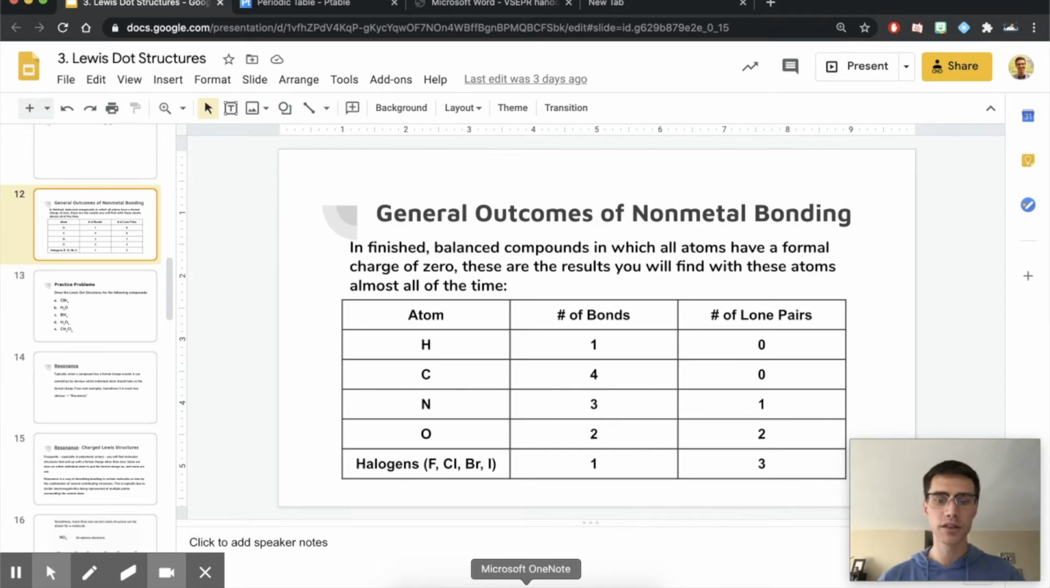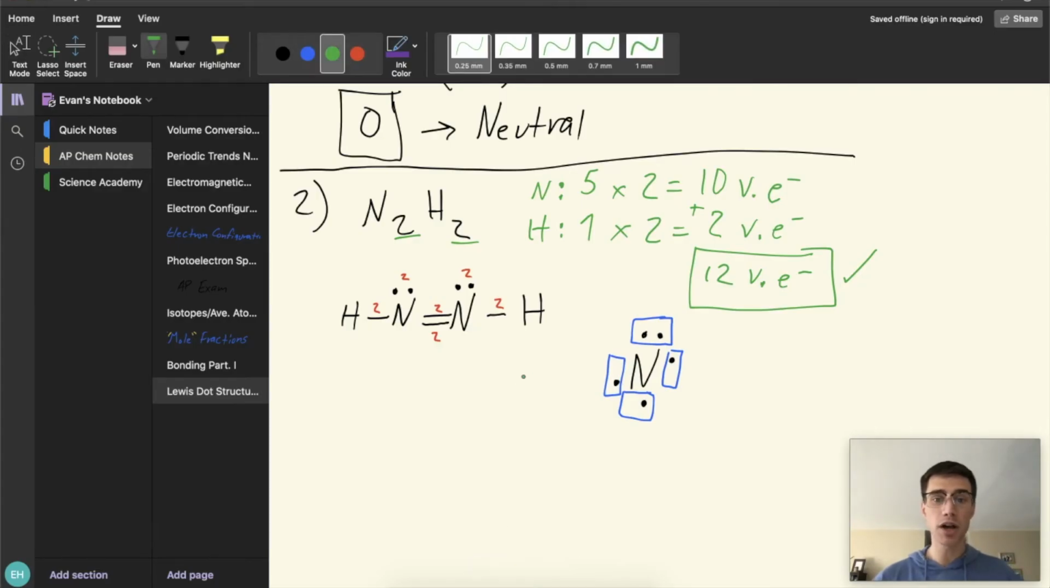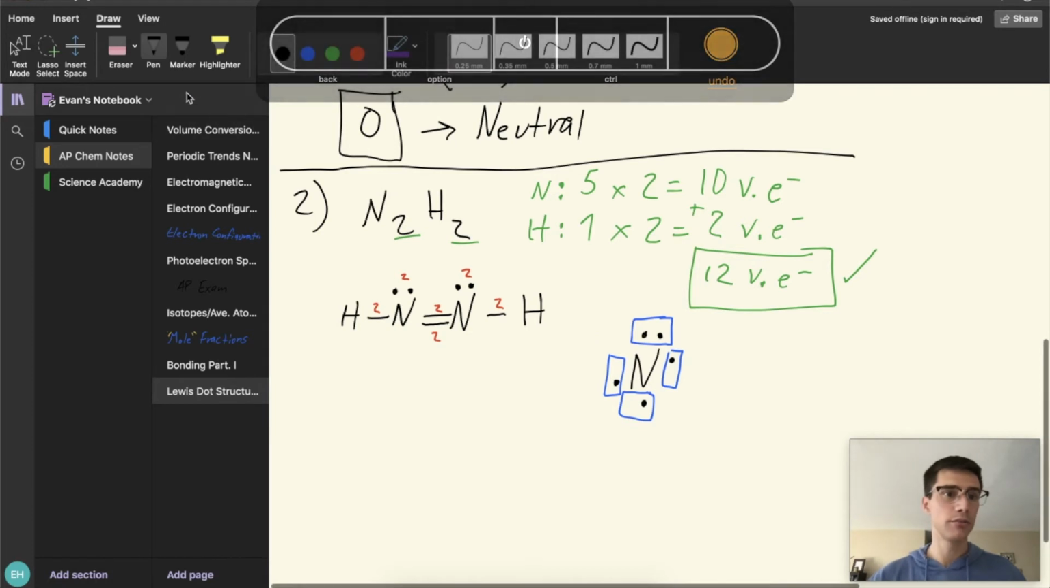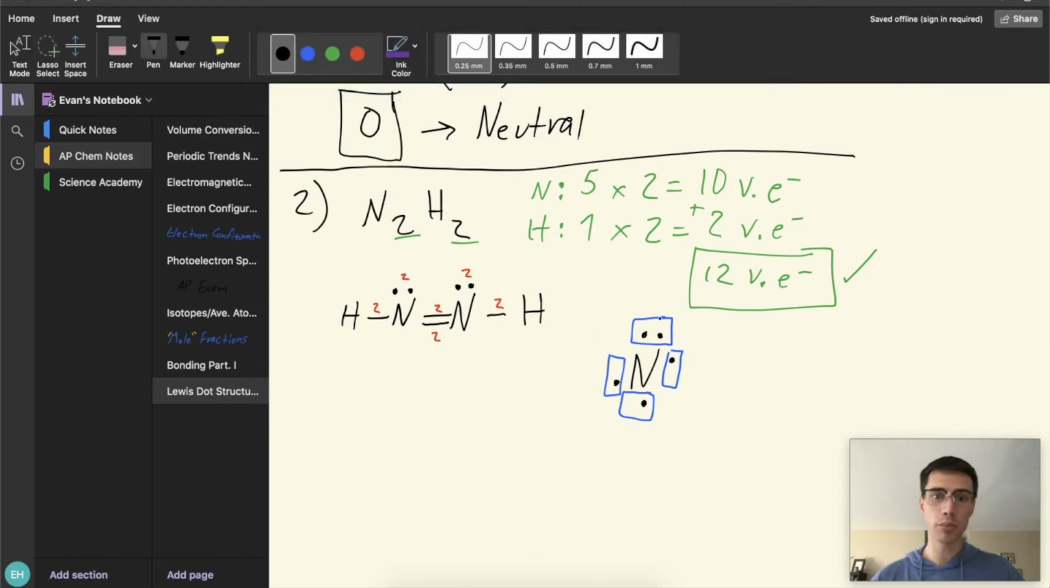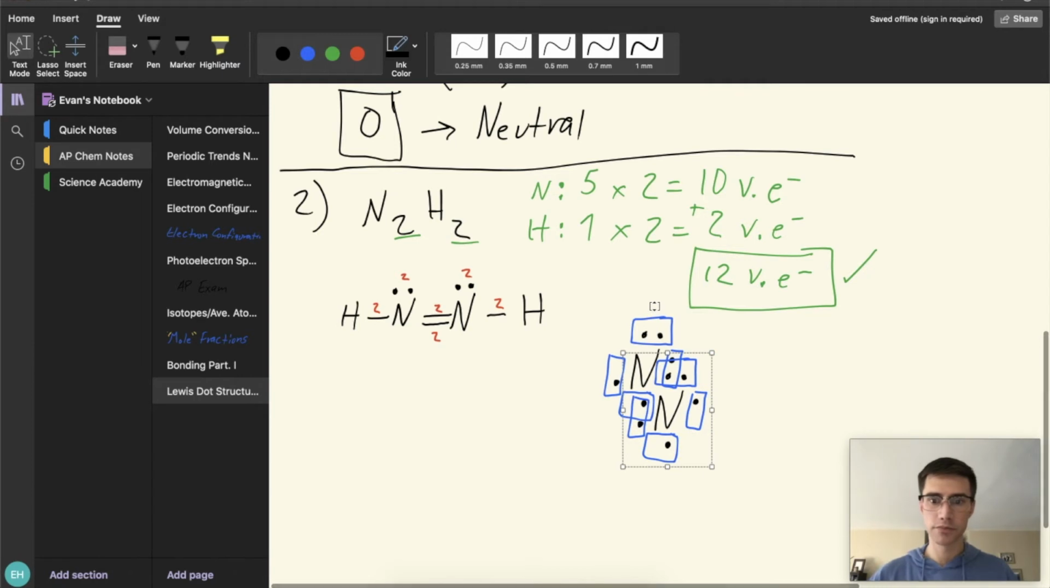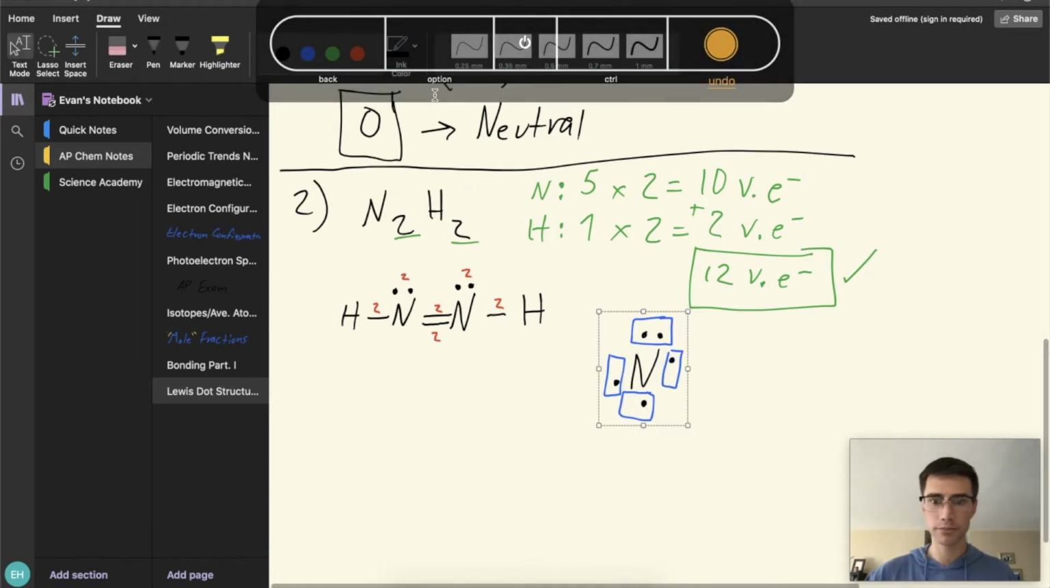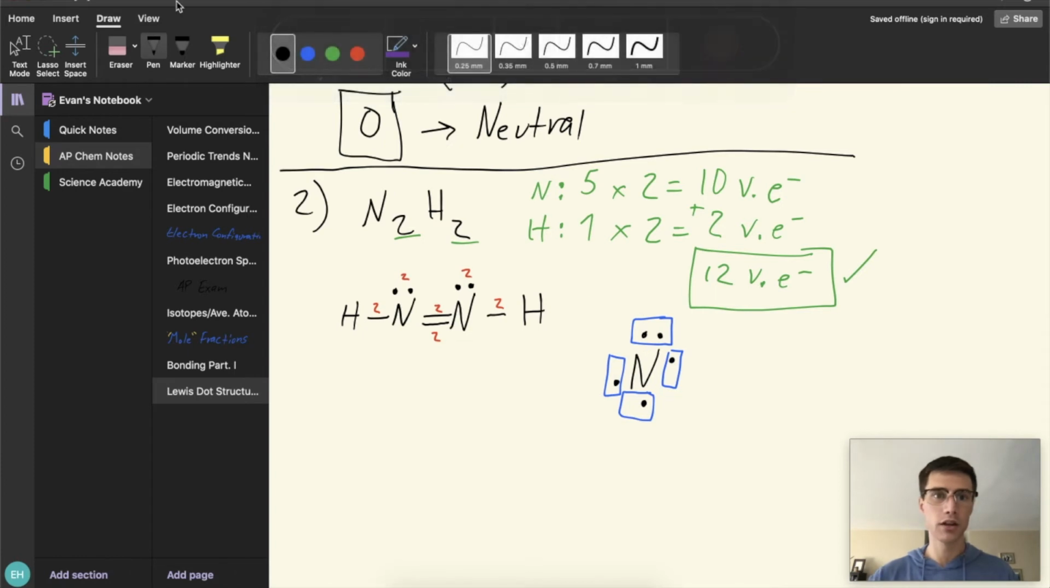But again, this is kind of like figuring out the puzzle pieces, because if you drew both nitrogens out, it would be the same thing for both of them, right? So let me see if I can copy and paste this. All right, we've got 2. Okay, great.